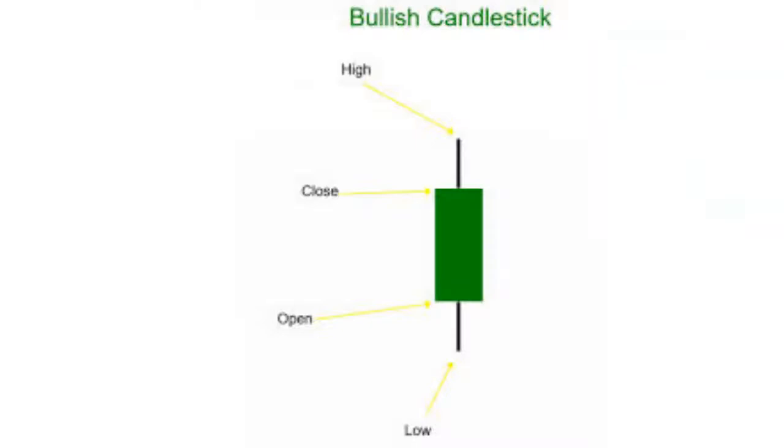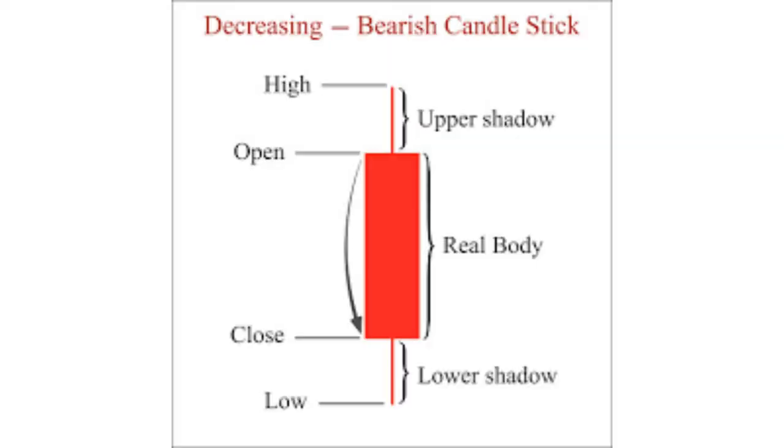There are two types of candlesticks. One is known as the increasing or the bullish candlestick having a green color, and the second one is known as the decreasing or the bearish candlestick having a red color.